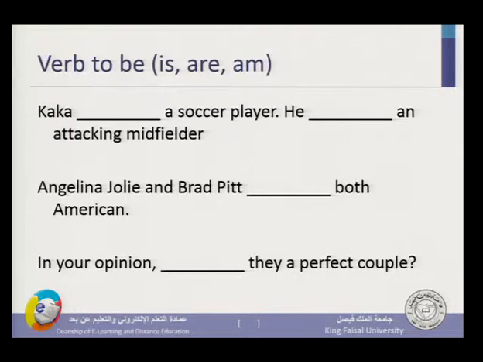The second example is to show the same. Angelina Jolie and Brad Pitt. We're talking about an actress and an actor. As we are talking about two, are is to be used: are both American. Notice in the first example is is used, and in the second example are is used because we are talking about two or more. Ahmed and Ali are. George and Sami are. Huda and Suad are as well. My father and my mother are. In your opinion, they are a perfect couple.